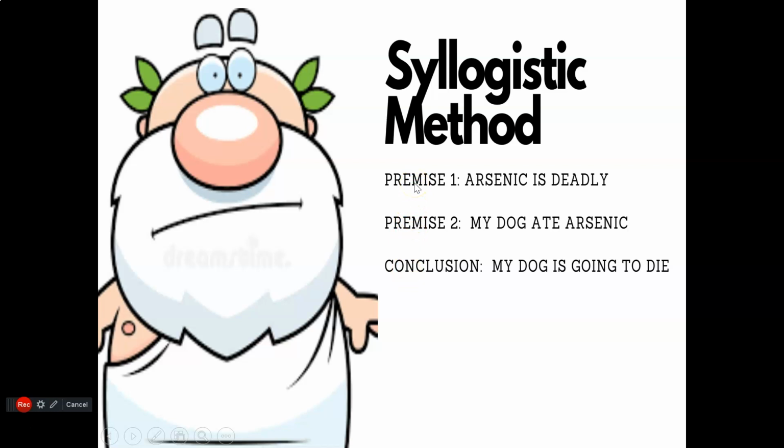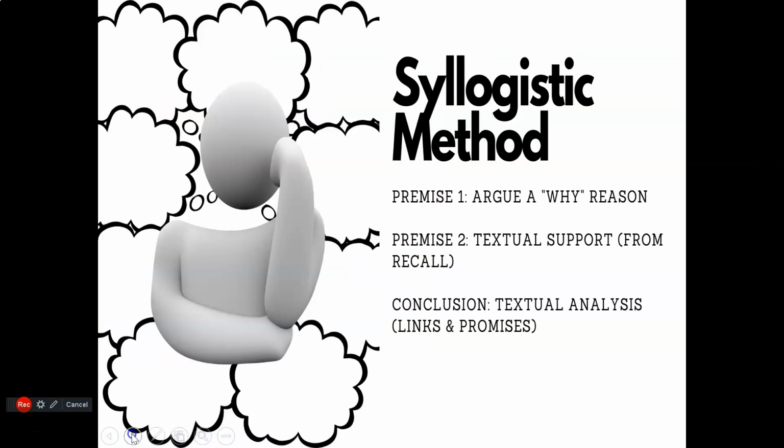So if I say premise 1, arsenic is deadly. Premise 2, my dog ate arsenic. Conclusion, my dog is going to die. Aristotle would say, yes, Christian, that's a cogent argument. That's bulletproof logic. Well done. So ultimately, what we're going to do in writing is have students go premise, premise, conclusion, and sustain this clear line of reasoning. Easier said than done.